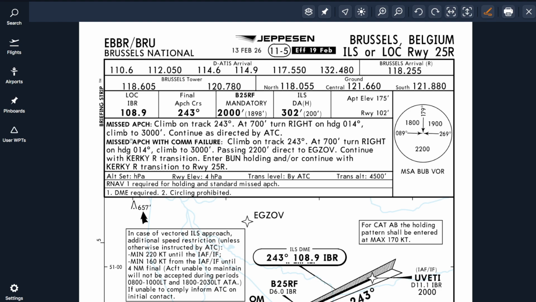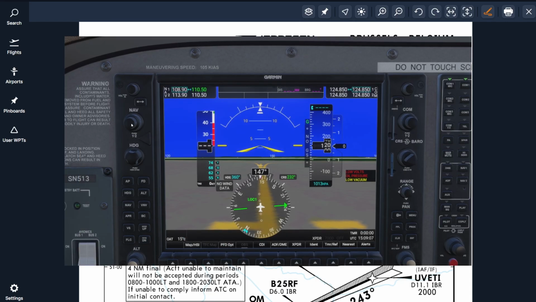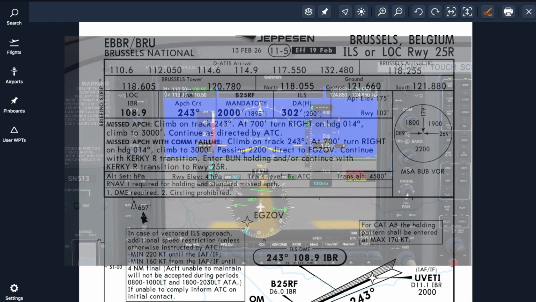Below is the briefing strip. This is one of the most important areas on the entire chart because it contains the key information you will need during the approach. The Localizer identifier is IBR, the frequency is 108.9 and the final approach course is 243 degrees. This means we will tune 108.9 into our navigation radio and set the course selector to 243 degrees.